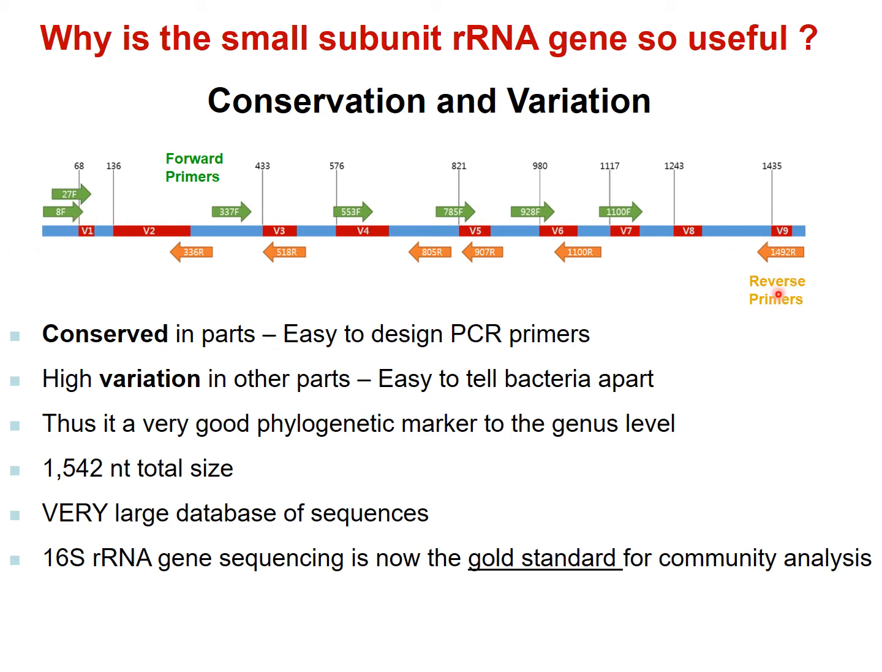Now, for our experiment, we're actually going to use the 27F and 1492R primers. So that's going to give us pretty much the whole ribosomal RNA gene, which is over 1,500 nucleotides. Now, there's also a large database of sequences from ribosomal RNA genes, so it's really easy to identify organisms using this.